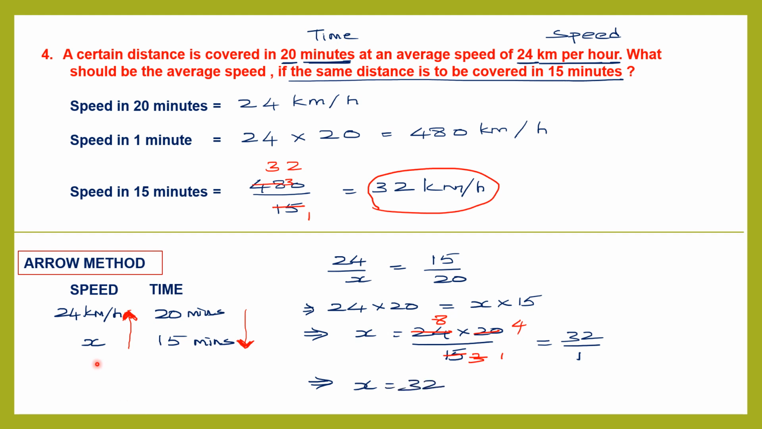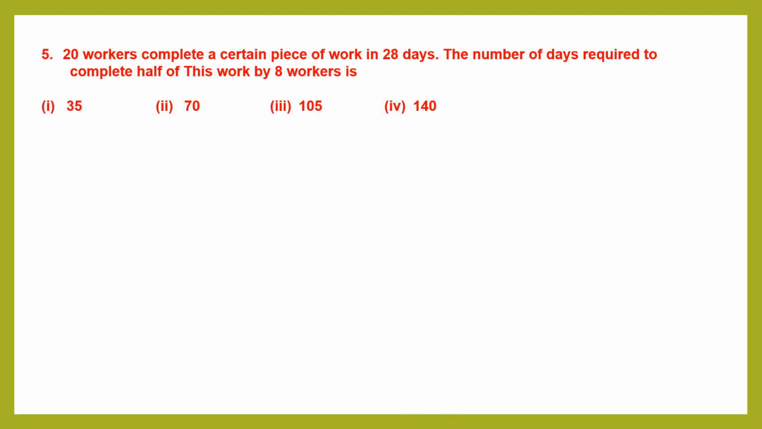And what is x? X is the speed in kilometers per hour. So let's write our answer, 32 kilometers per hour. So as you can see, the answer in this method is 32 kilometers per hour, and the answer in the arrow method is also the same. So you can choose which method to use.